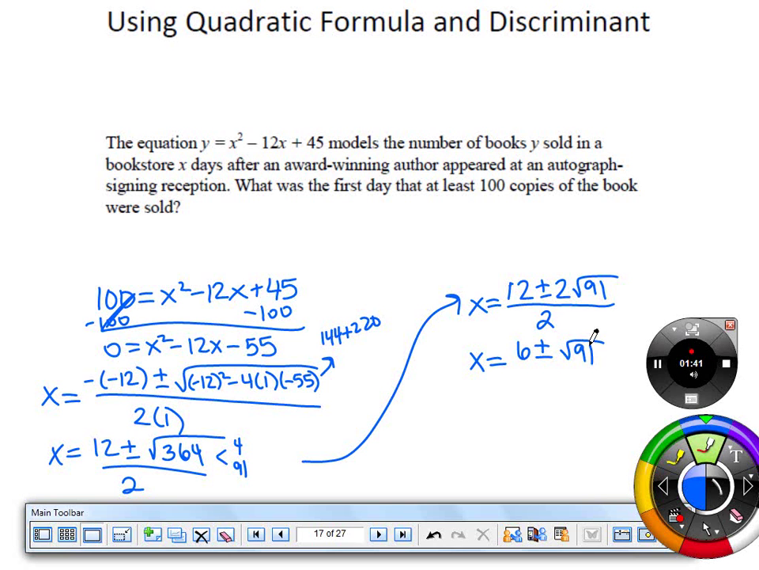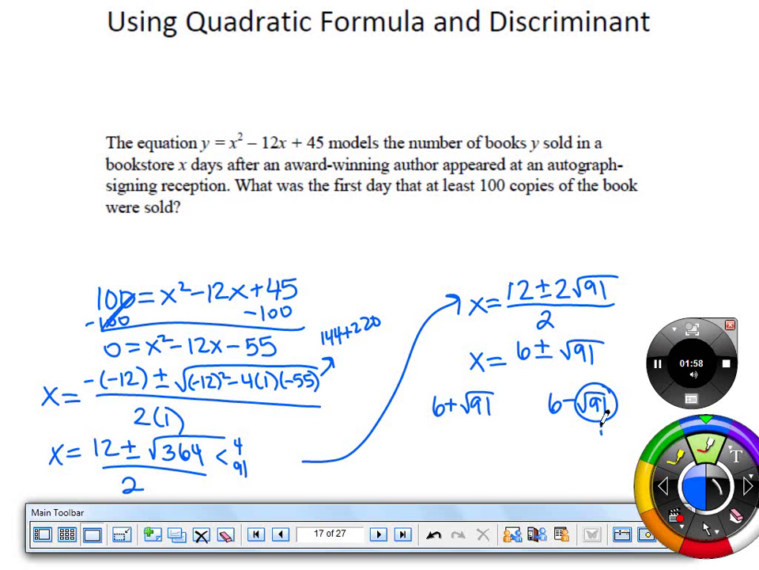It's asking for one answer. What was the first day that at least 100 copies were sold? So it's either 6 plus rad 91 or 6 minus rad 91. Think about what rad 91 is worth. 8 squared is 64, 9 squared is 81, 10 squared is 100.